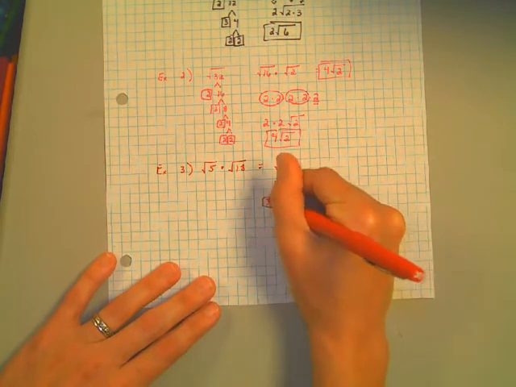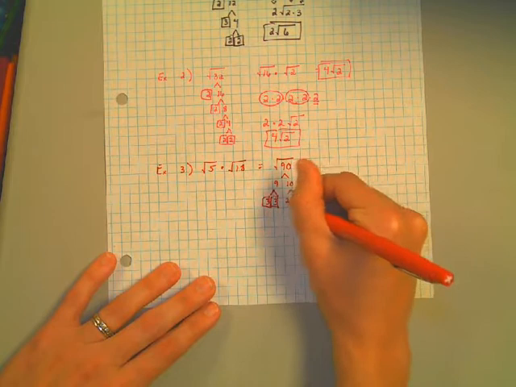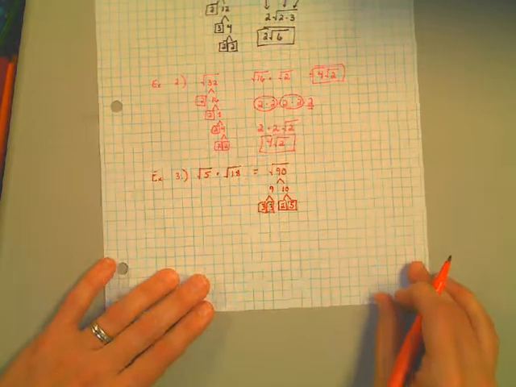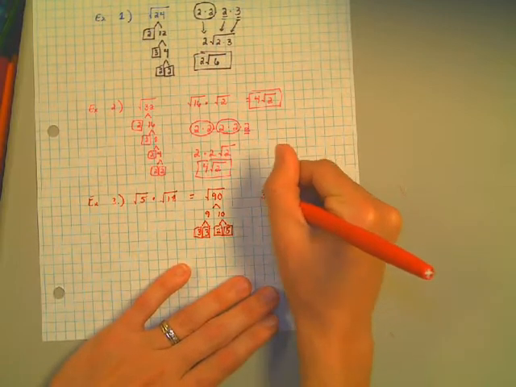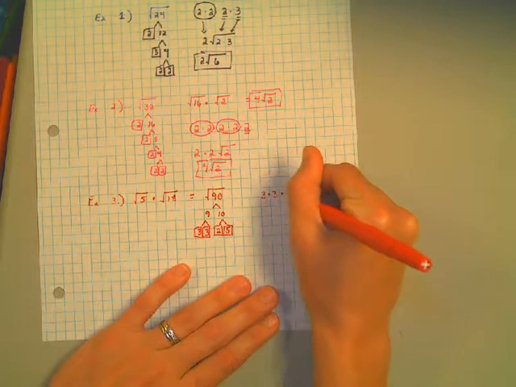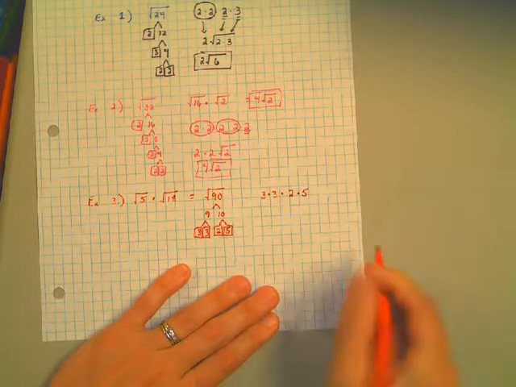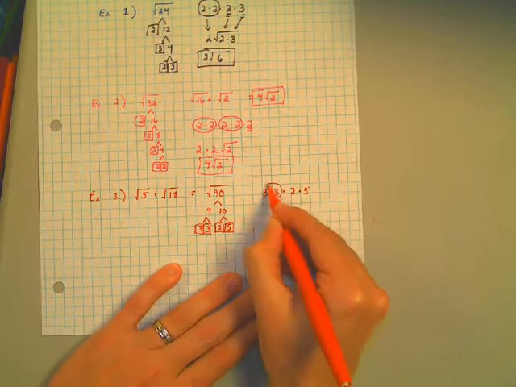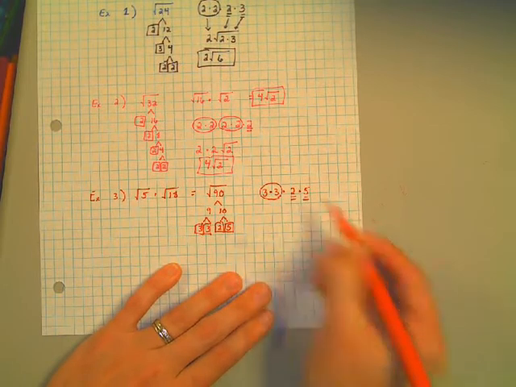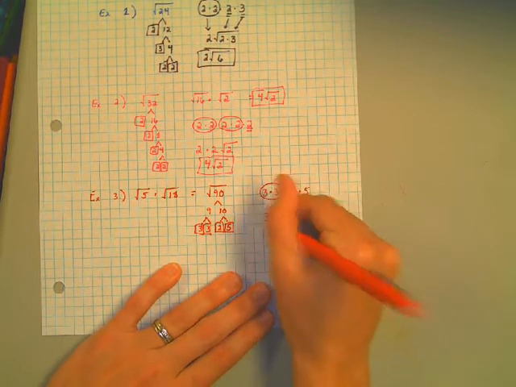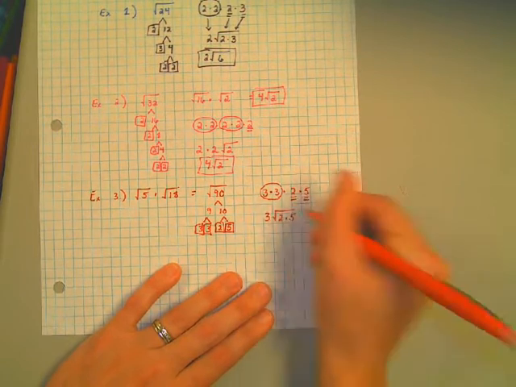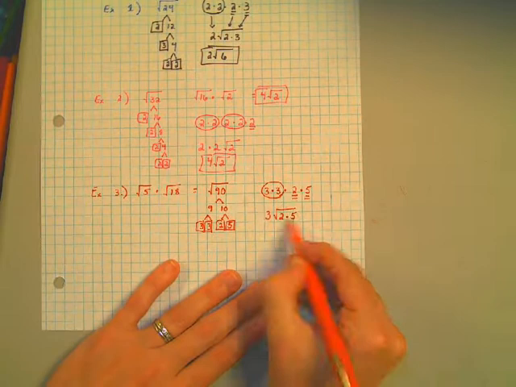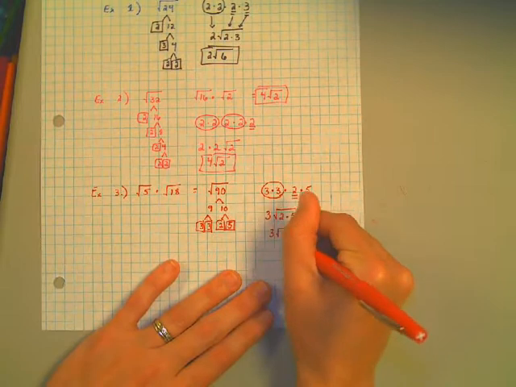Okay, so I'm going to list off my prime factors, always putting my doubles together so I can see them clearly. There's a double, single, single. Double goes outside, singles go inside, and then you clean up. Okay, so I do want to go ahead and multiply 2 times 5, so I get 3 square roots of 10 is my simplified version of that. Okay, look at one more.